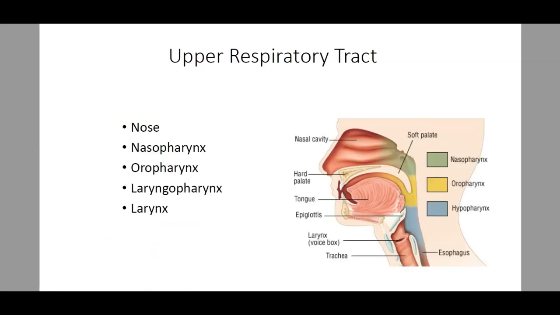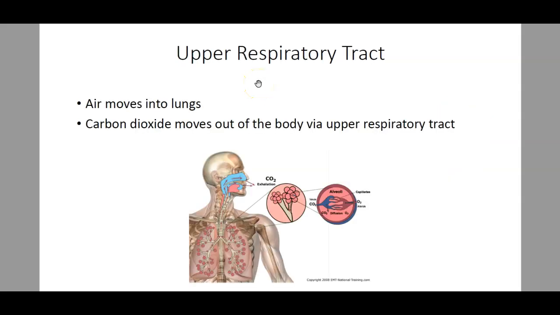So this is an image of the upper respiratory tract. It includes the nose, the nasopharynx, oropharynx, laryngopharynx, and larynx, as you can see here. The main function of the upper respiratory tract is filtering, warming, and humidifying the air. It's in the upper respiratory tract where the air moves into the lung through inhalation, and this is also where exhalation takes place at the end, when carbon dioxide moves out of the body via the upper respiratory tract.